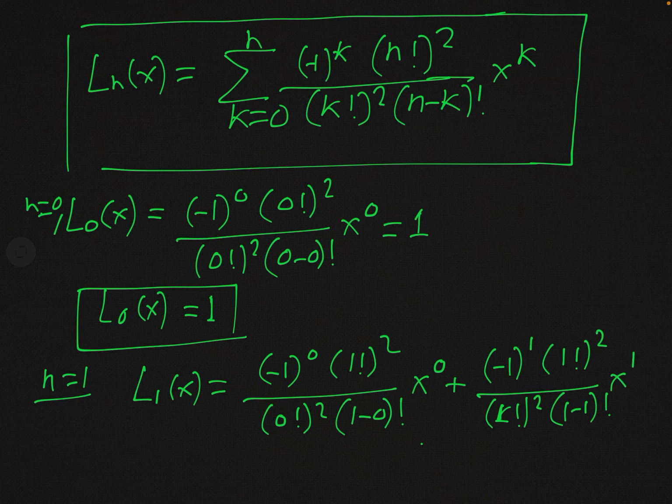K is now 1. So you can see the first term is simply 1. You can easily see it. And in the second term, minus 1 raised to the power 1 will be minus 1. So here will be minus, and all factorials are actually 1, so this is simply x. Therefore you can see L1 of x is equal to 1 minus x.